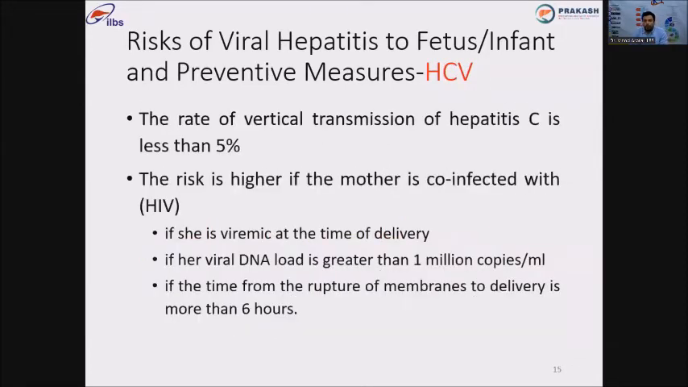For hepatitis C, the rate of vertical transmission is less than 5%, and the risk is highest when the mother is co-infected with retrovirus HIV or is viremic at the time of delivery. The risk is also higher if the viral load is greater than 1 million copies per ml, or if the time from rupture of membranes to delivery is more than 6 hours.